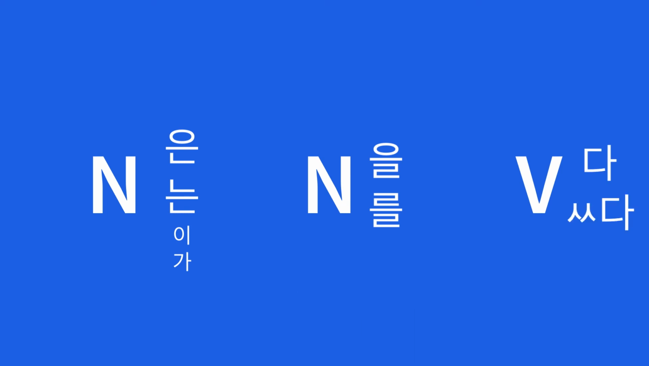Finally, we use 다 or 었다 at the end of each action verb, the V part. That is the template you should remember. You can substitute any N or V as we build up more vocabularies.